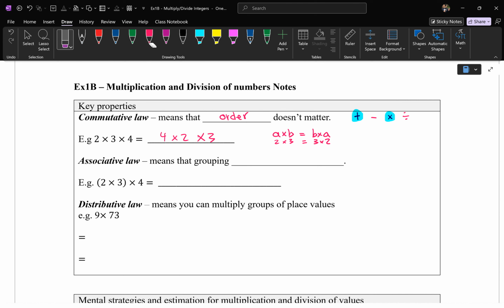All right, next one. Associative law means that grouping doesn't matter. So you learnt back in year 7 and your previous years.